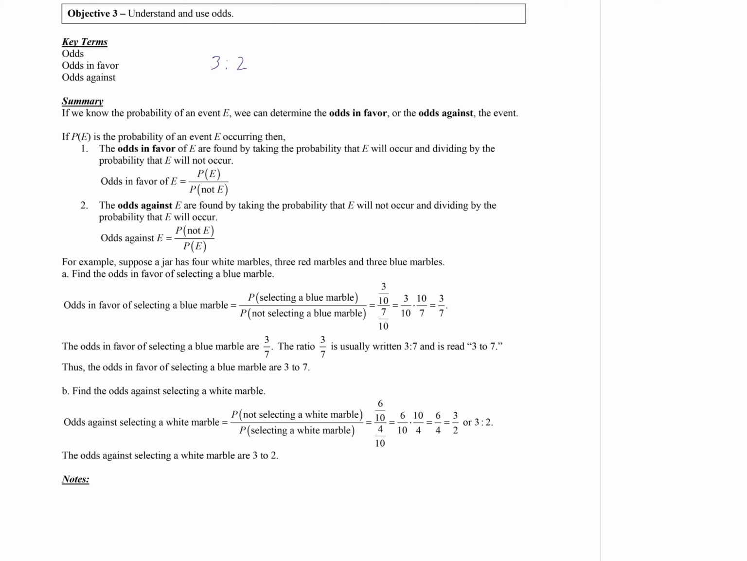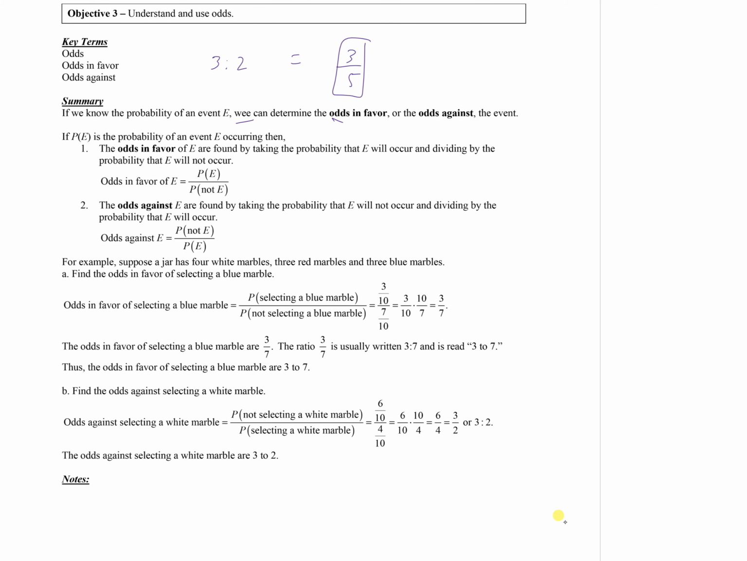It's not a probability. It's not saying the probability would be this. I have 3 and 5 chances of winning. This is a probability. Odds are always stacking against the number of wins compared to the number of losses. That's how it works. Okay? So here we go. If we know the probability of an event E, we can determine the odds in favor and odds against an event.